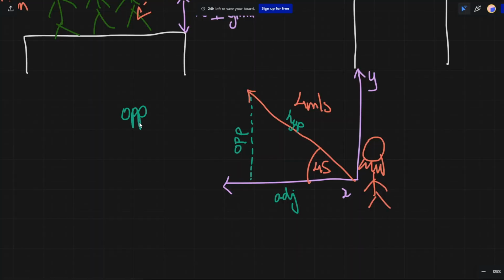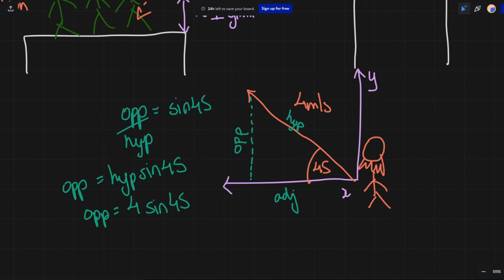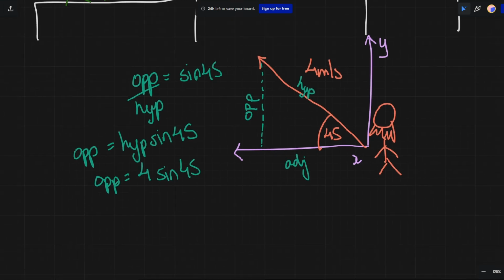Remembering that opposite over hypotenuse is equal to sine 45, you can rearrange the equation to determine the length of the opposite side, i.e. his speed in the y direction. The answer is 2.83 meters per second in the y axis.